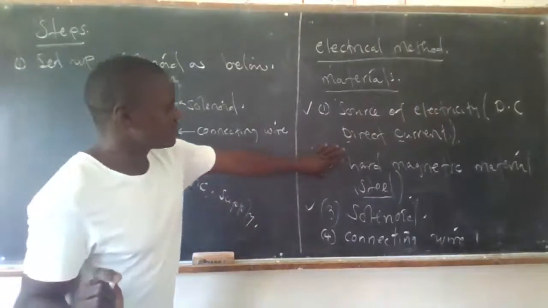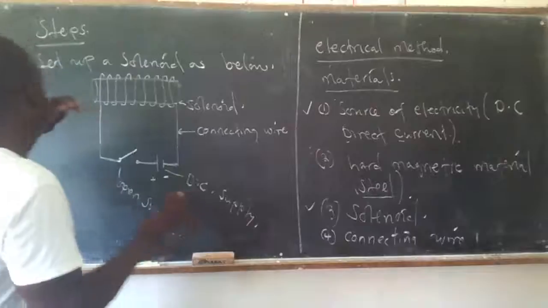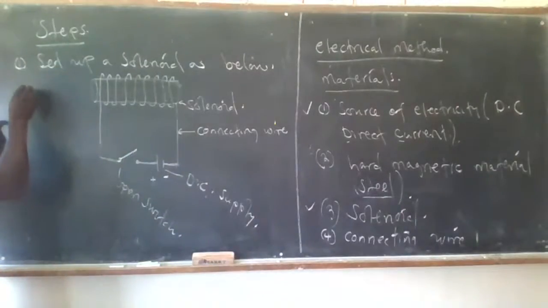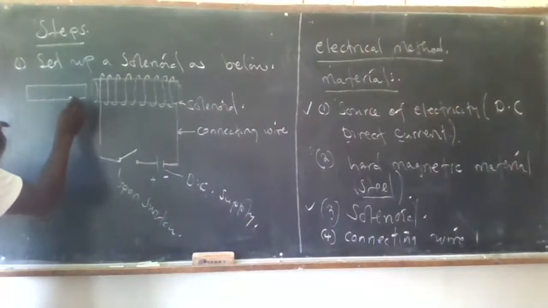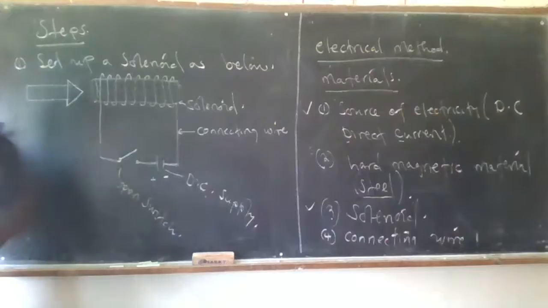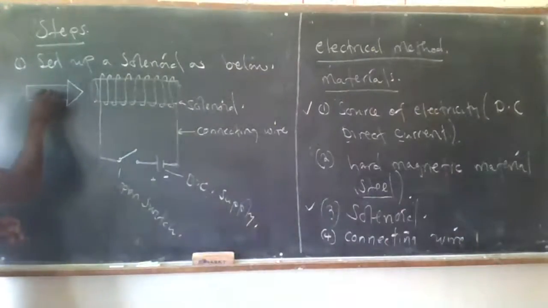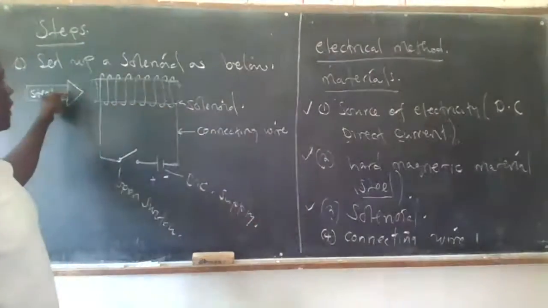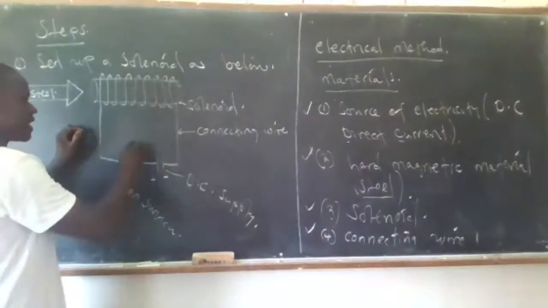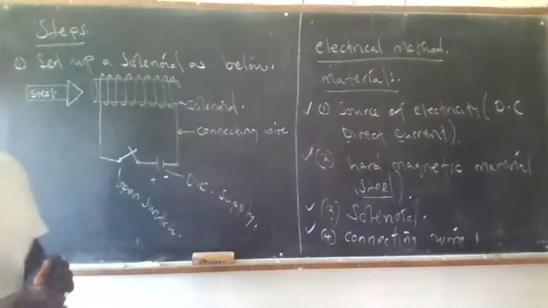Now, what do you do? That hard magnetic material, which is steel, you are going to slot it in. The second step is to have this magnetic material slotted inside of the solenoid. So I'm going to say this is steel, and we have the steel slotted inside of the coil. Once you slot it inside, then you close the switch.